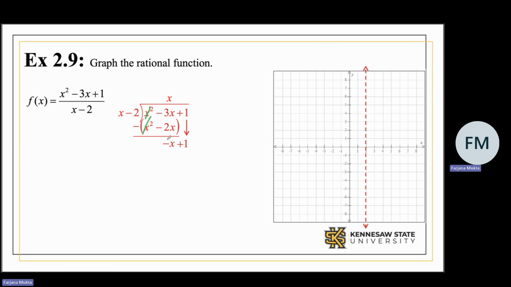Now here, the leading term is negative x. So what do we multiply with x to get negative x? -1. And if we multiply by -1, we will get negative x plus 2. Then we subtract. Again, negative x will become positive x. This will cancel. And positive 1, this will become -2. We'll have -1 as a remainder. So the quotient x minus 1 is our slant asymptote. y equals x minus 1 is our slant asymptote.